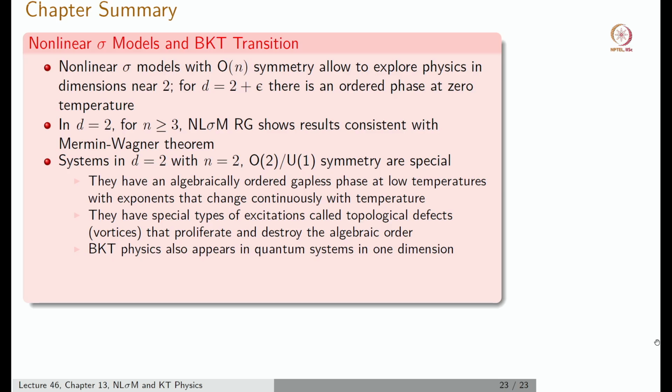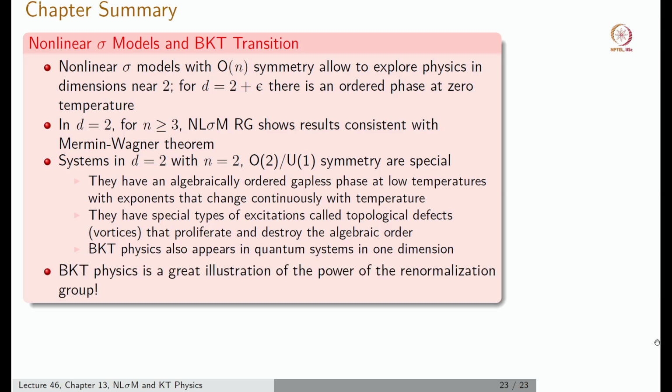BKT physics also appears in quantum systems in 1 dimension. And ultimately, BKT physics, I would say, is a fantastic illustration of the renormalization group. You can see how we started off with some microscopic model and started looking at what the physics is on longer scales and so on. Exactly as prescribed by the renormalization group, we were able to discover the physics of this continuous phase transition.